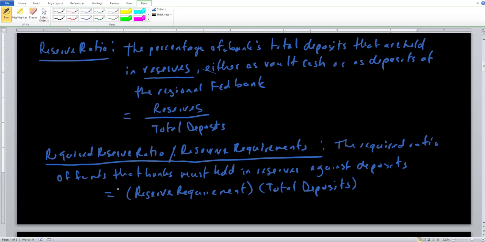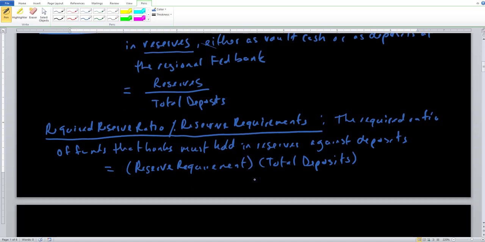And they really don't change the reserve requirement all too often, unless economic times sort of dictate the need for it. But essentially, this is telling us the required amount of reserves the bank has to hold, either as vault cash or as deposits at the regional Fed bank, in order for them to meet this reserve requirement. If the bank does not meet the reserve requirement, they can actually face very hefty fines and fees from the Federal Reserve. So they always need to hold the minimum amount of reserves as dictated by the reserve requirement or the required reserve ratio.